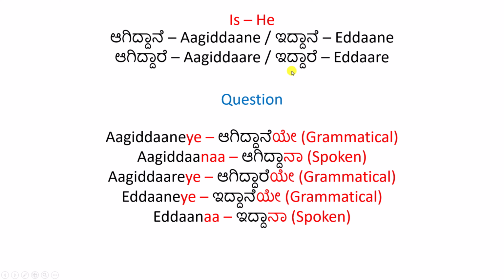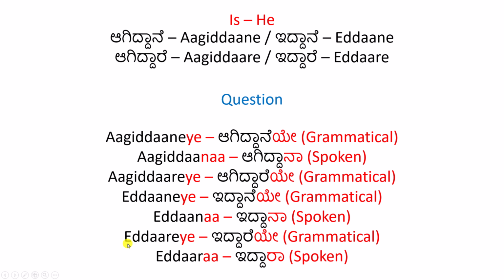Alright. Next, ಇದ್ದಾರೆ becomes ಇದ್ದಾರೆಯೇ. This is grammatical, and this is spoken: ಇದ್ದಾರ. Alright. Now, let us look at few example sentences.